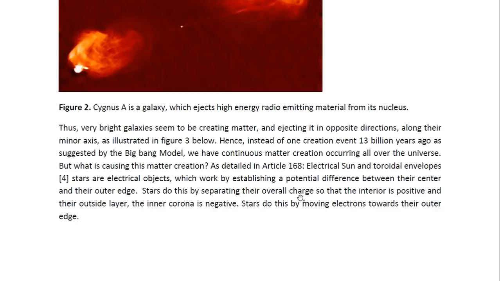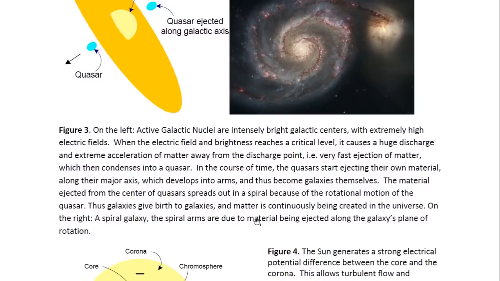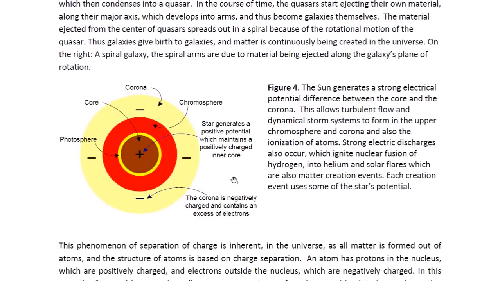Stars do this by separating their overall charge so that the interior is positive and their outside layer, the inner corona, is negative. Stars do this by moving electrons towards their outer edge. And we can see here an illustration of what a star would look like. The interior is positive at the center, and electrons from the matter that makes up the interior are separated from the interior and move to the edge, so that the edge, the corona of the star, which is the gaseous atmosphere of a star, becomes negatively charged because there is an excess of electrons in this layer, and there's an excess of ions, positive material, on the inside.